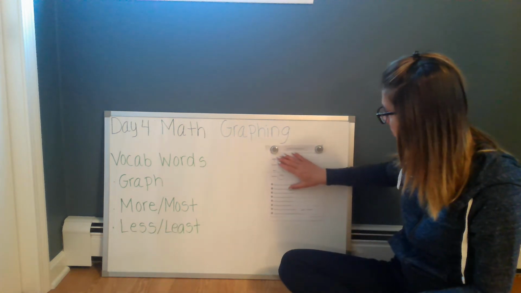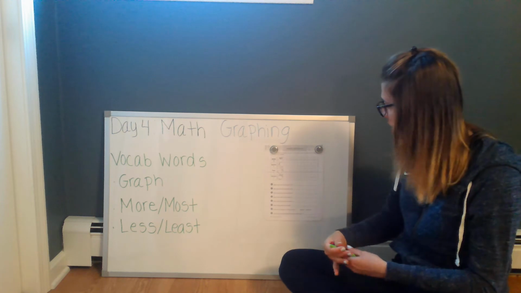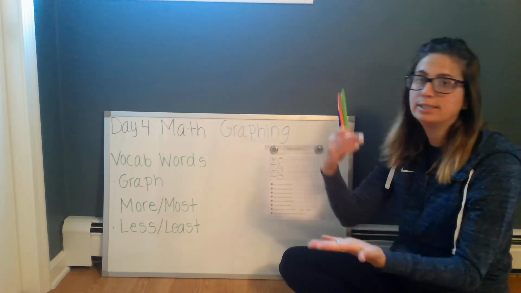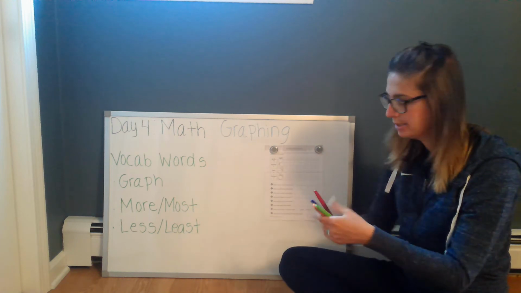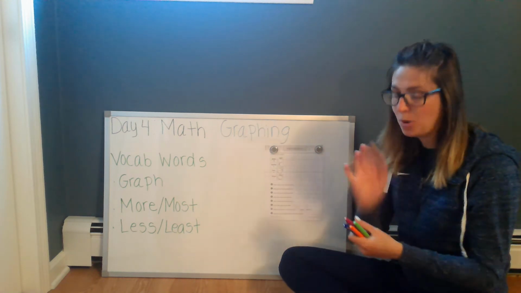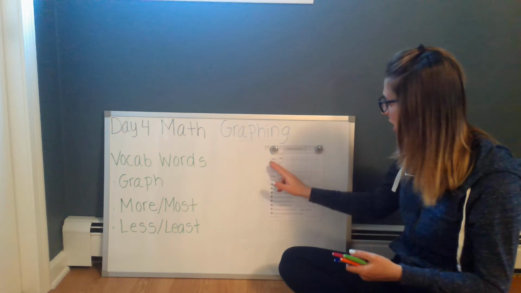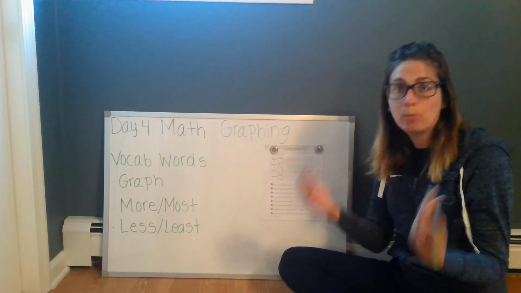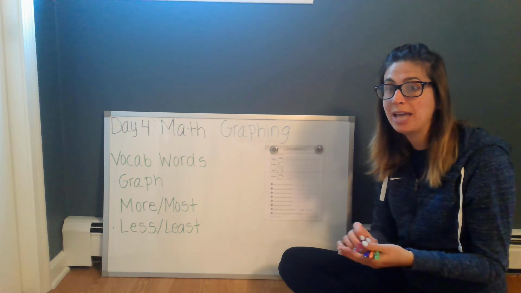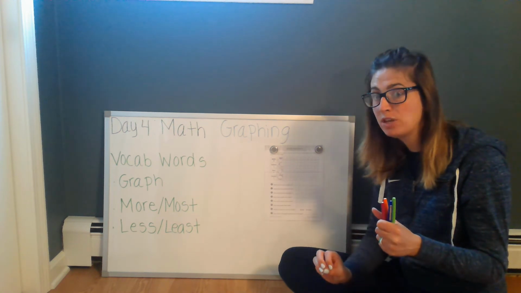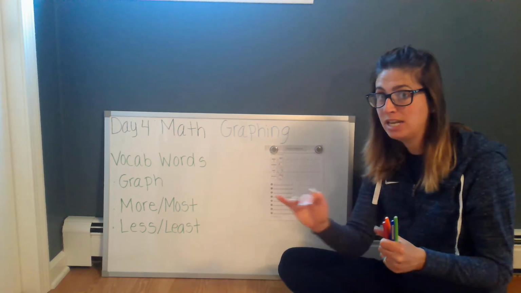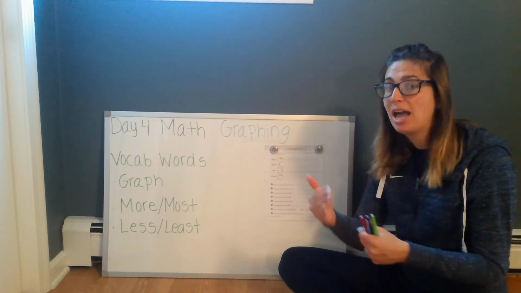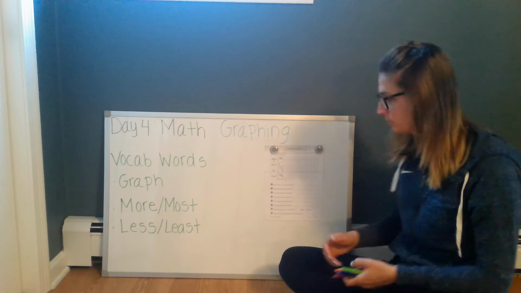So the first thing you're going to need is 4 different color crayons, markers, pens, whatever you have in your house to help you color in for each different fruit. So what I'm going to ask you to do is get those 4 colors in front of you, pause the video, and then once you have those 4 different colors in front of you, press play.